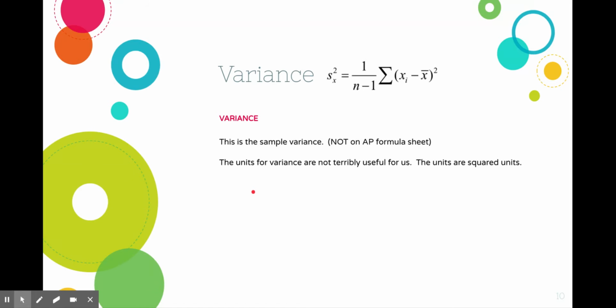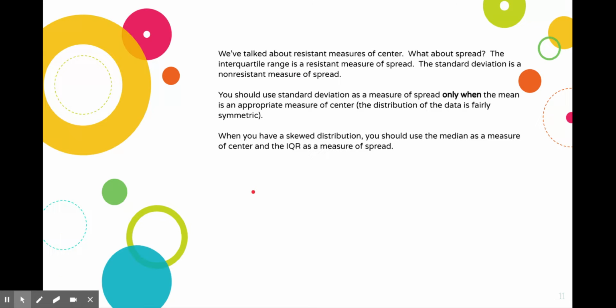Variance. Like I said, we will talk more about variance next semester. The variance is just the square of the standard deviation. This is not on your AP formula sheet. The units for the variance aren't particularly useful for us. Units are squared. The standard deviation is a much nicer unit. And again, we'll talk more about this next semester.